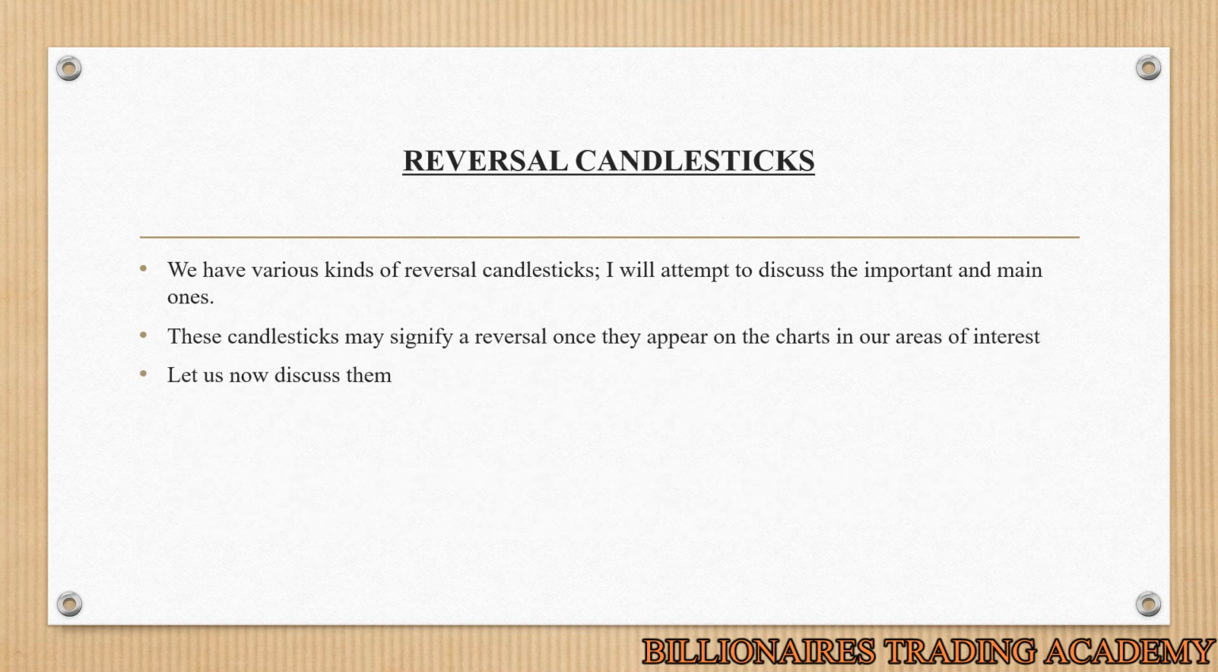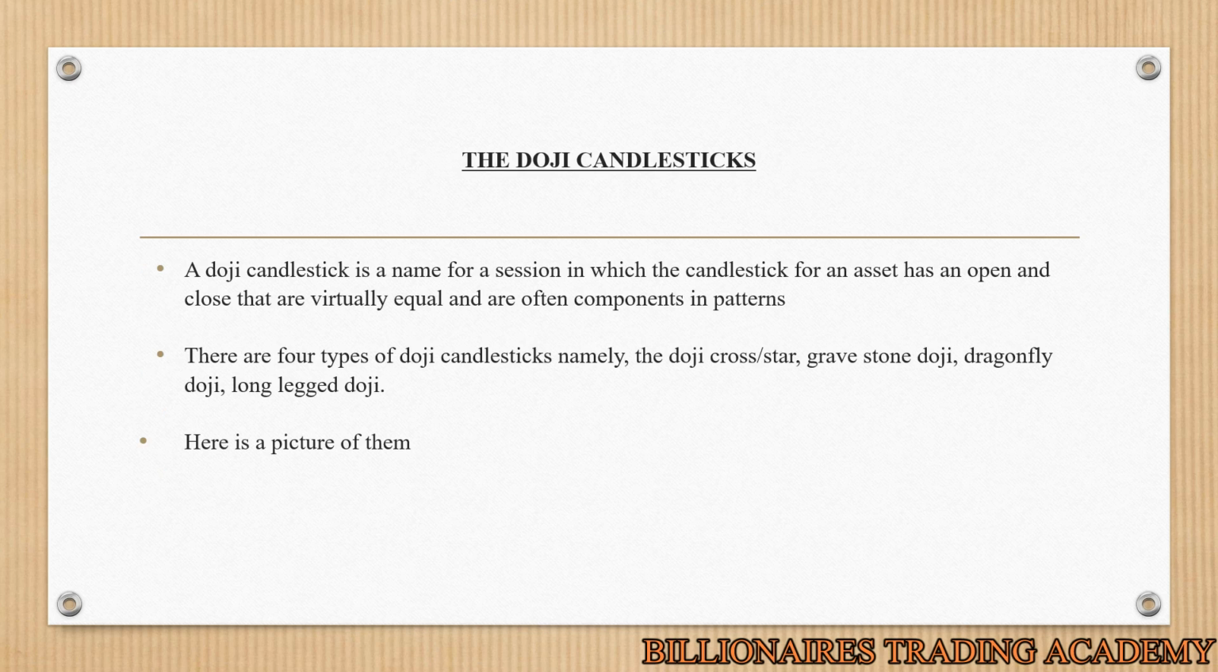So candlesticks can be categorized in two. There are candlesticks that we can call reversal candlesticks, and there are those that we can call continuation candlesticks. Now, reversal candlesticks are candlesticks that when they appear at certain levels, they signify to you that the market will be reversing. So if the market was initially going up, it means the market might be changing direction and start going down. These candlesticks are called reversal candlesticks. And of course, I'm going to discuss some of them.